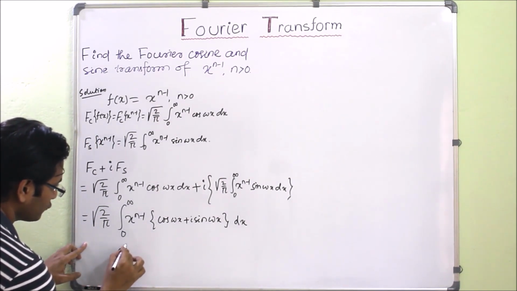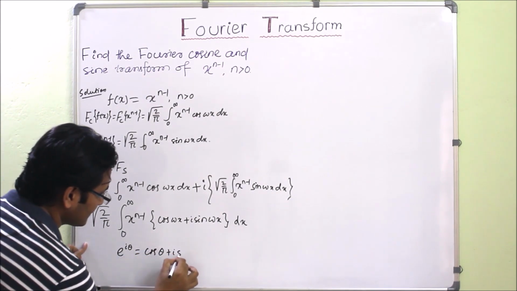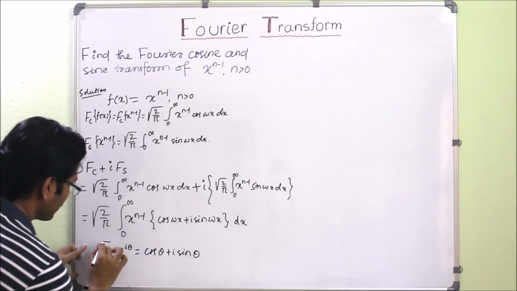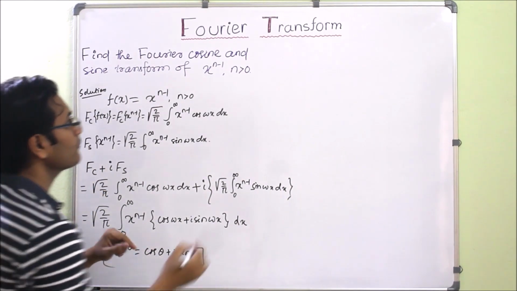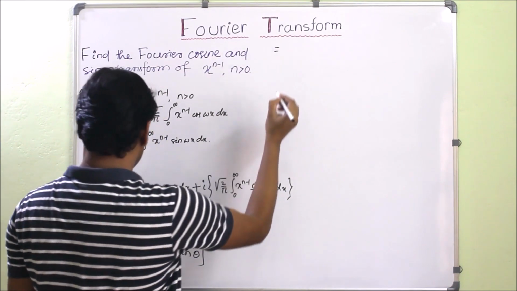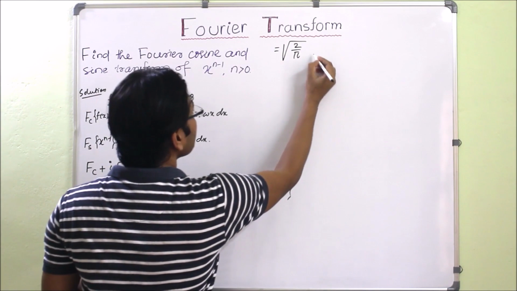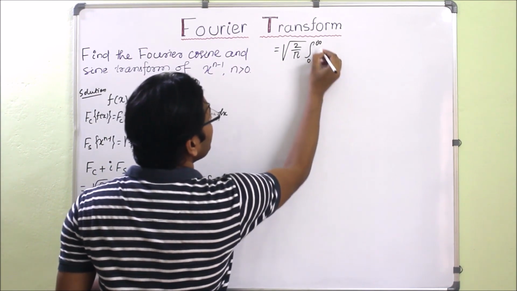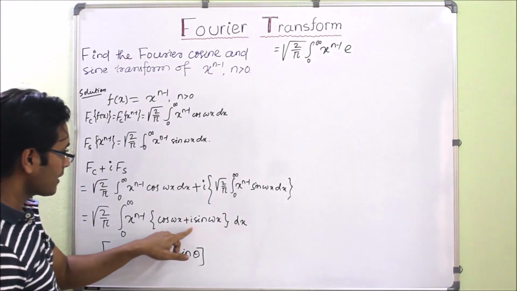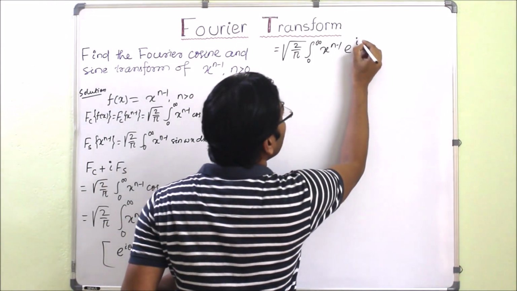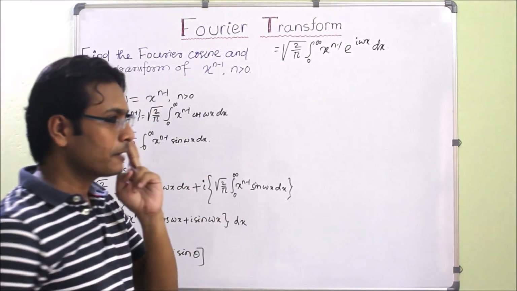We know that e to the power i theta is cos theta plus i sin theta. So if we apply this formula here, then it will be square root of 2 by pi, integration 0 to infinity, x to the power n minus 1 e to the power i wx dx. Now it is simple.